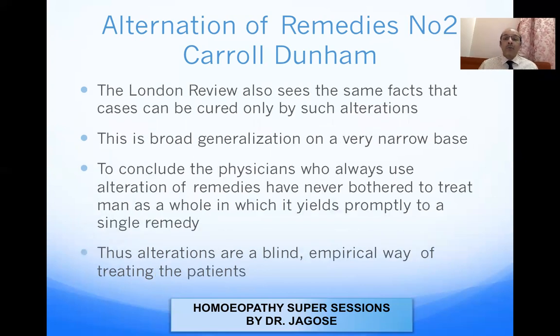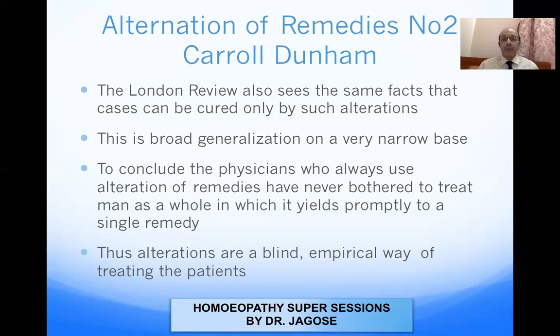The London Review also sees the same fact, that cases can be cured only by such alternations. So even the London Review agrees that cases can only be cured by alternations. It is a broad generalization on a very narrow base. So basically, you're generalizing too much and the base is too narrow. To conclude, the physicians who always use alternation of remedies have never bothered to treat man as a whole, in which he yields promptly to a single remedy.